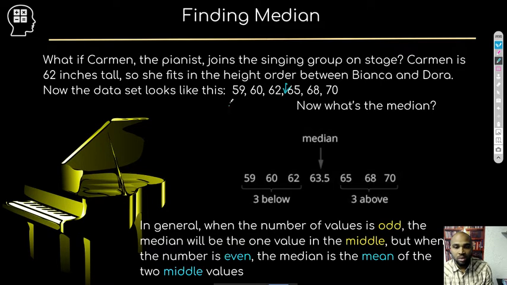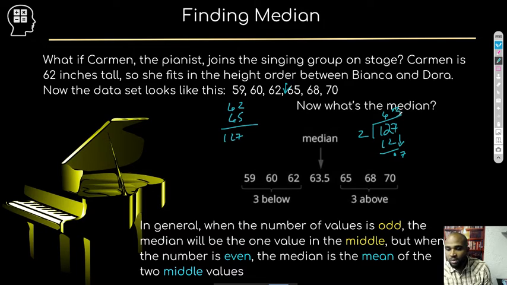So let me just double check. 62 plus 65 is going to be 127. 127 divided by 2. 2 goes into 12 six times, and we bring down the 7. 2 goes into 7 three times. And we've got 1 left over, so make a decimal here, bring down a 0 here. And 2 goes into 10 five times, so 63.5.